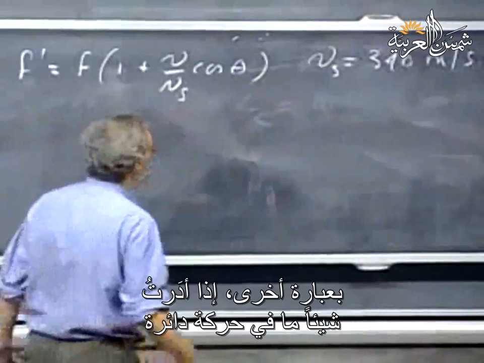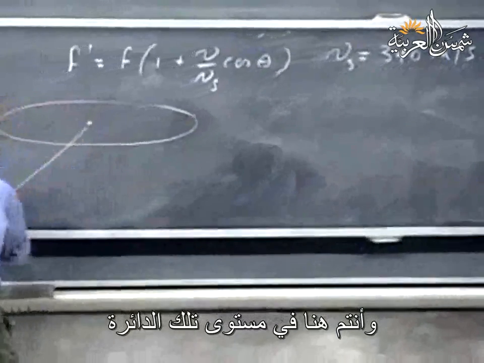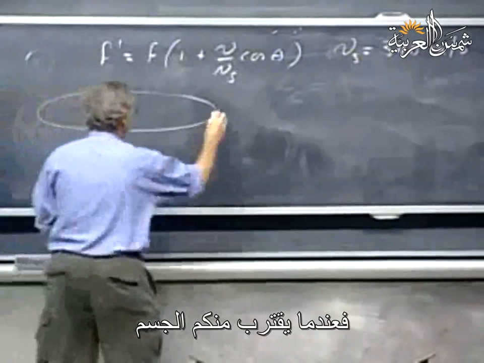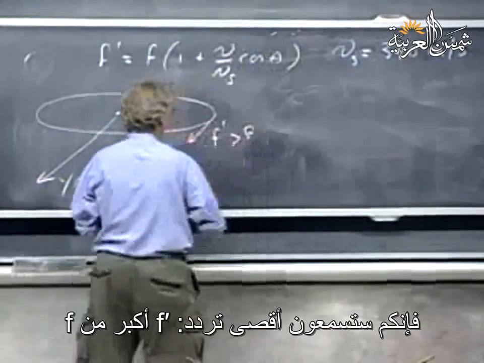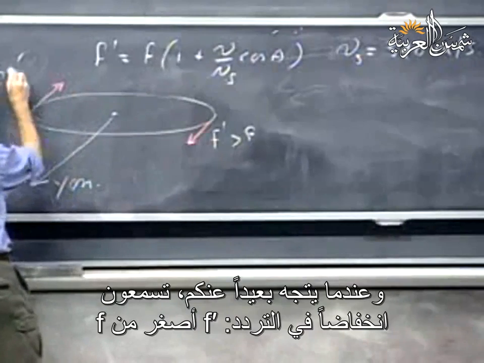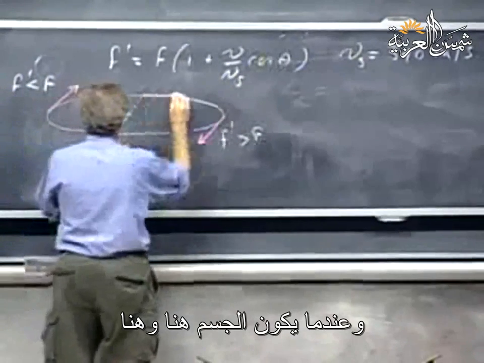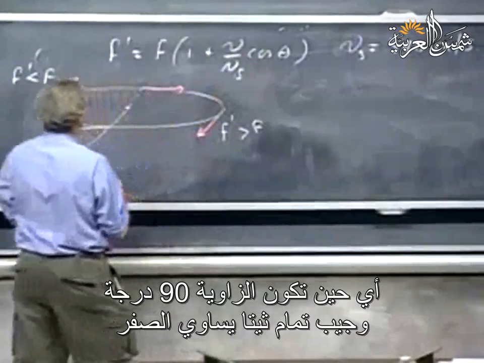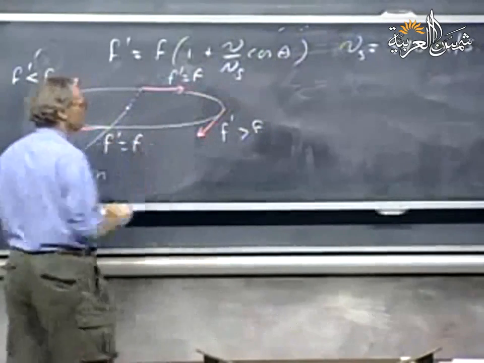In other words, if I twirl something around in a circle, and you are in the plane of that circle, when the object comes to you, you hear a maximum frequency, f prime is larger than f. When it goes away from you, you hear a decrease in frequency, smaller than f. And when the angle is 90 degrees and the cosine theta is 0, you'll find f prime equals f.